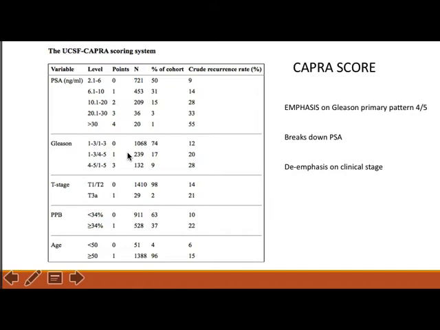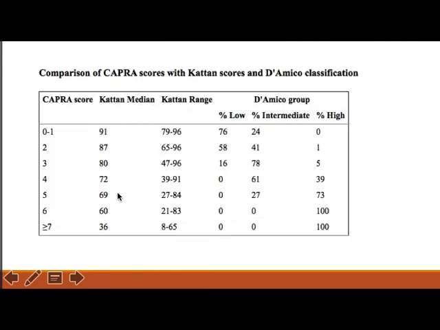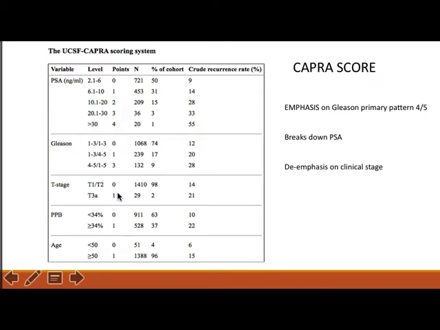And your Gleason score puts a heavier weighting on having a primary pattern 4 or 5, and you get a score of 3 for that. The T stage is now dichotomized into, if you have definite T3, then you get 1. So even having a T2 stage doesn't attract any points. That's an interesting change.